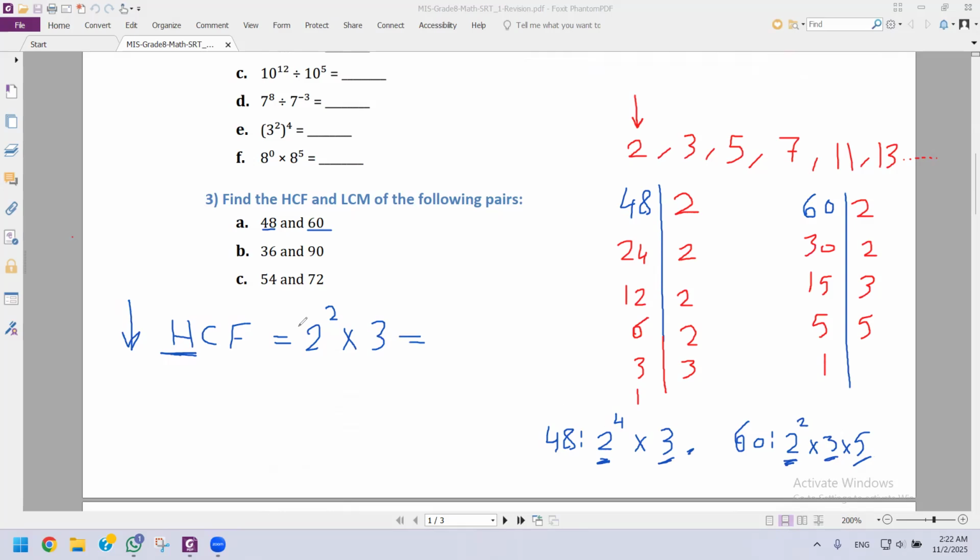So the highest common factor will be 2 to the power of 2 times 3. 2 to the power of 2 is 4. 4 times 3 is 12. So it means the highest number that can divide both 48 and 60 is 12. Now, let's do the least common multiple.